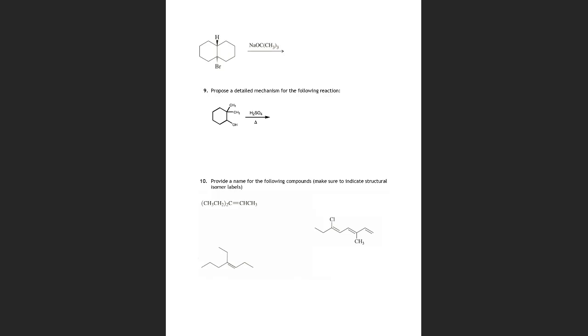For number 10, we're going to provide a name for the following compounds. Make sure to indicate structural isomers. So this one I will do. I'm going to only do one example, and it will be the more complicated one, because if we can do this complicated one, then these two you should be able to do on your own. So what we're going to do is label the longest chain.